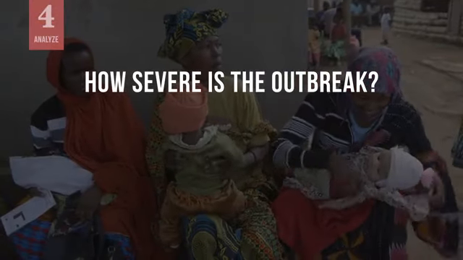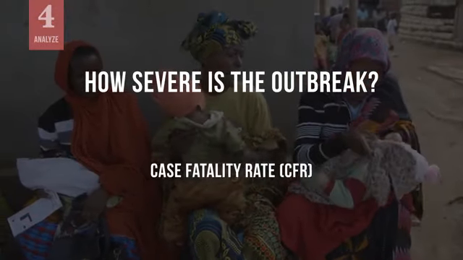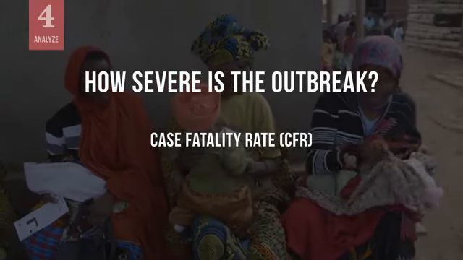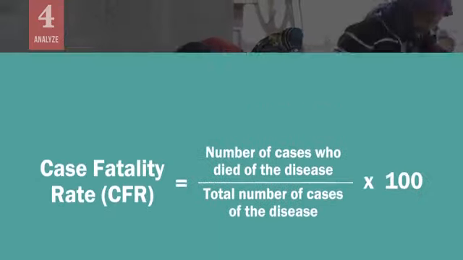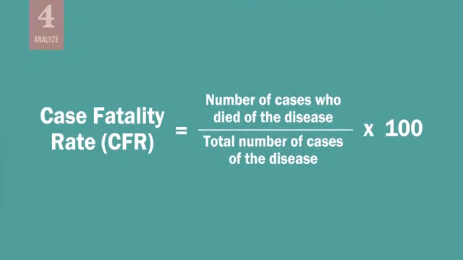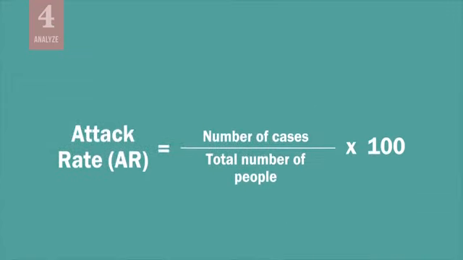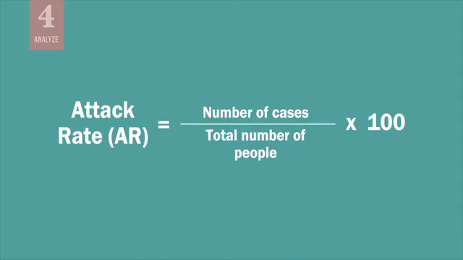Two ways to measure the severity of an outbreak are the case fatality rate, or CFR, and the attack rate, or AR. The CFR measures the proportion of deaths among cases and is an indicator of the severity of the outbreak. The AR expresses the risk of disease in the population in a given area since the beginning of the outbreak.